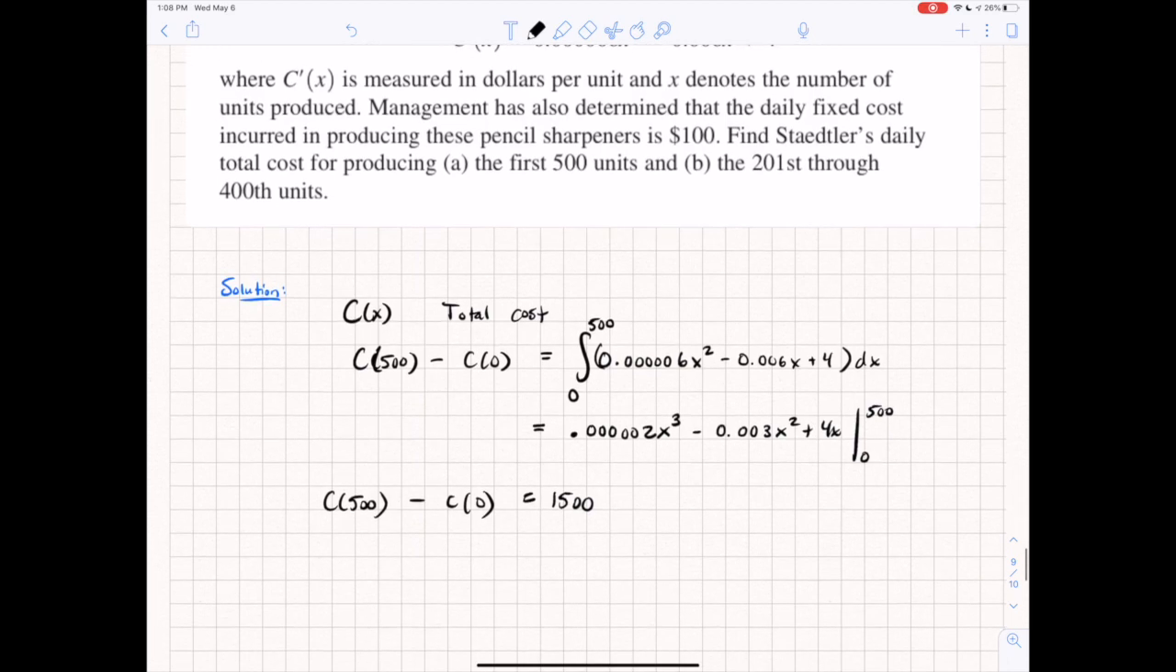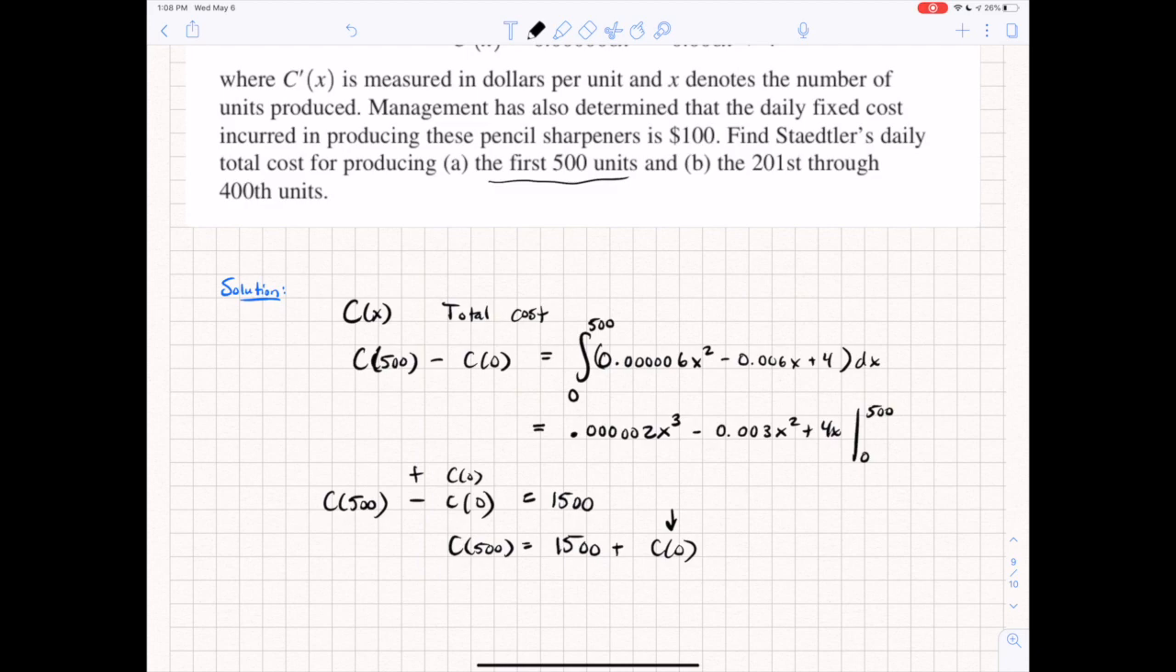But that's not really what this problem is asking. This problem wants to know what's the total cost for just the first 500. It doesn't want to know what the difference is. So I'm trying to find C of 500. Now notice that if I add C of 0 over to the other side, I have the expression for that. So if I know what C of 0 is, then I know what the cost at 500 is.